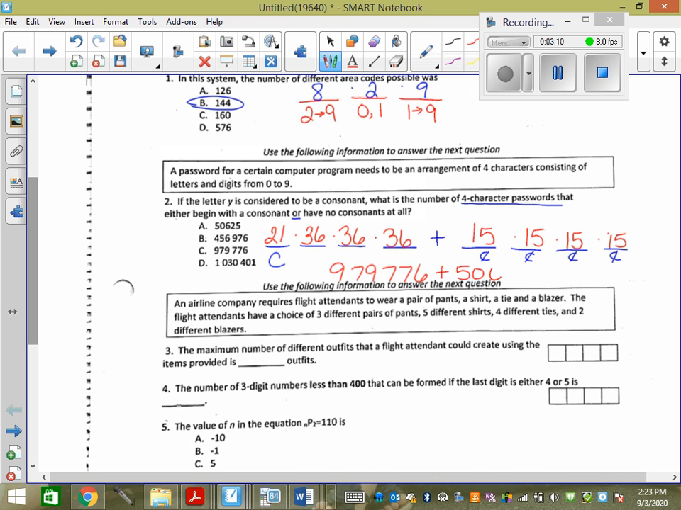50,625. So you can see that 2 of the answers for this diploma question, one was if I had done the one side, one was if I did the other, right? That was the 2. This one I'm assuming is if they maybe put 5, 5, 5, 5 instead of 15, 15, 15, 15. Or if they maybe just didn't count that part. So it would be 1,030,401.